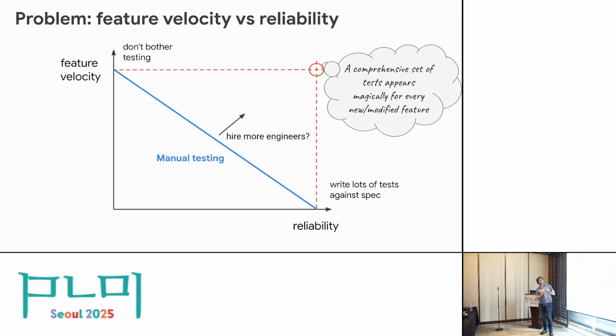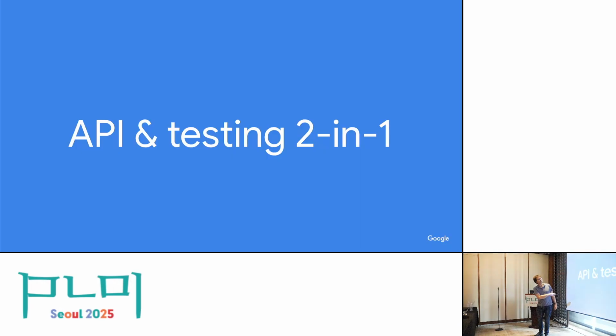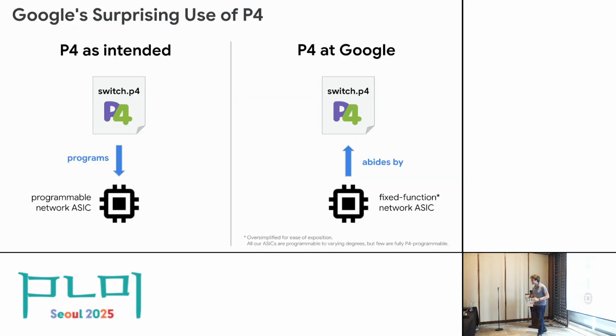But wouldn't it be great if instead there was some sort of magical way to be in that top right corner, where you just have a comprehensive set of tests that appear magically for any new or modified feature that you use, where your tests just change when you change the feature, right? That sounds amazing. So amazing that that's, of course, exactly what we do. And how does this work? The specification part here is the key. And really, it's by making the API, which is how we expose these new features, and the tests come from the same language. That's really the key insight.